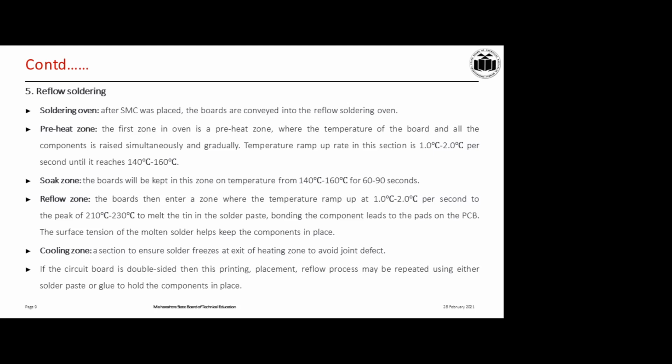Next is the soak zone. In the soak zone, the board is kept at 140 to 160 degrees for around 60 to 90 seconds. After that comes the reflow zone. The board enters this zone and the temperature rises again, 1 to 2 degrees centigrade per second, until it reaches 210 to 230 degrees centigrade. As the temperature increases, the tin solder paste melts and the bonding of the component leads to the pads of the PCB is done.